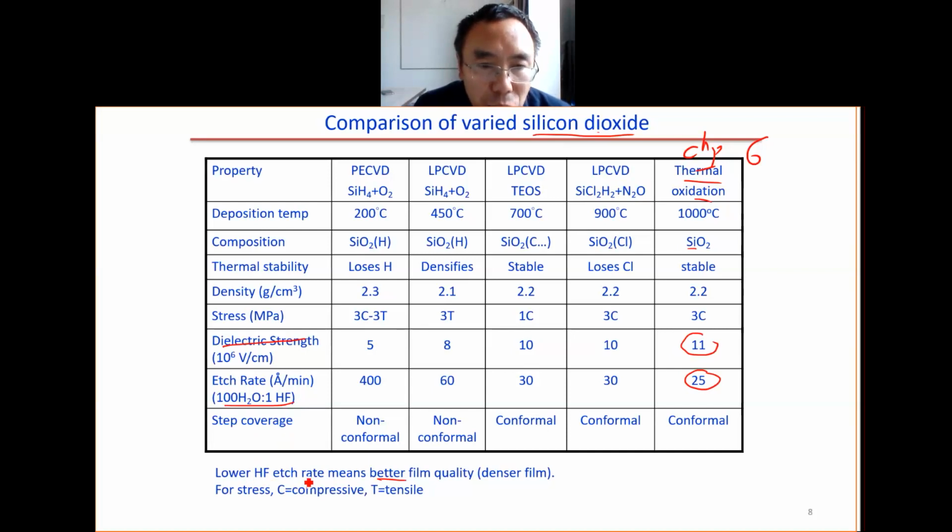The lower etch rate means better film quality, a denser film. The thermal oxide is very dense, but the others have a much higher etch rate than thermal oxide, so their film quality is not as good. And those are conformal. The TEOS that we have seen is conformal, but the silane oxygen one is not conformal. This process is called LTO, low temperature oxide. So we have LTO here on campus.